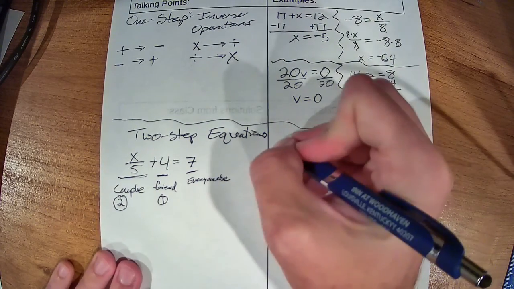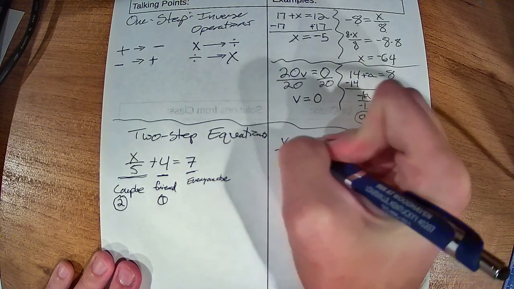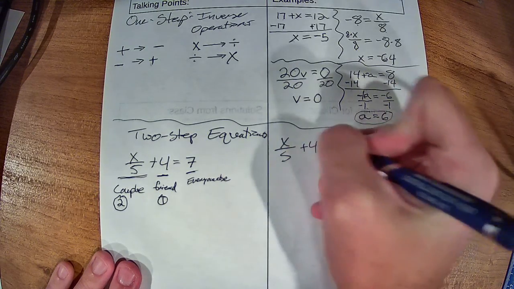So let's actually solve this one. We'll do it over here. So we've got x over 5 added to 4 is equal to 7.